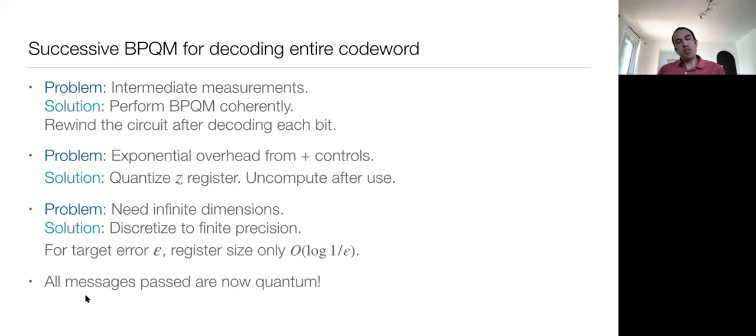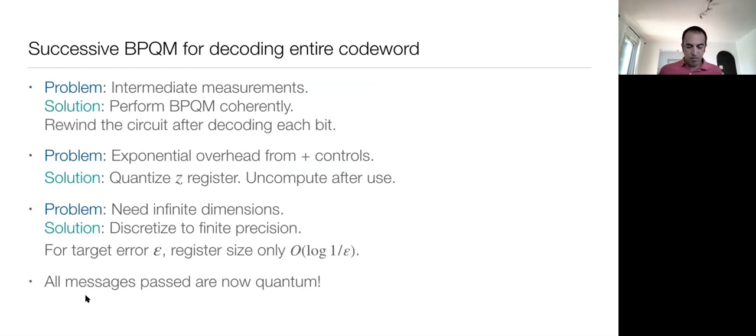The problem with that, of course, is you would need infinite dimensions to store this value of z, which is somewhere between 1 and -1. But we can discretize it to finite precision. And this is a standard thing that fortunately works here as well: for a target error, the number of qubits you need to represent that to decent error is only logarithmic in 1 over the error that you want to make.